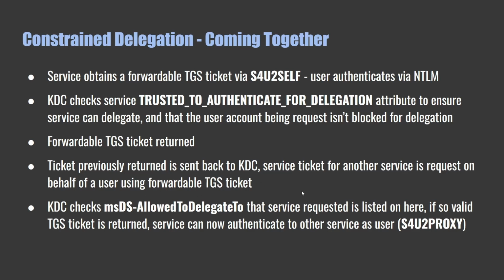As it says here, using the forwardable TGS ticket, that might be its forwardable ticket, or it could be the TGS ticket obtained from when it's logged in through Kerberos. It doesn't have to be through the S4U2Self functionality as previously explained. The KDC checks the msDS-AllowedToDelegateTo property to see that the requested service is listed there. If it's not, it'll deny the request. And if it is valid, a valid TGS ticket is returned, and now the service can authenticate to the other service as that user. That is S4U2Proxy, the Service for User to Proxy part of that authentication.